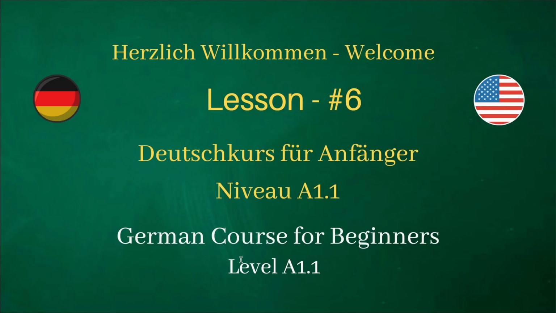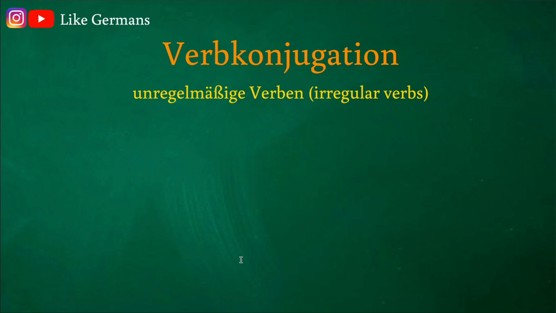Alright everyone, welcome to lesson 6 in our German course for beginners. What will we learn today? Today we will learn the conjugation of irregular verbs in German. In the last lesson, lesson 5, we learned how to conjugate the regular verbs. Now let's take a look at the irregular ones.